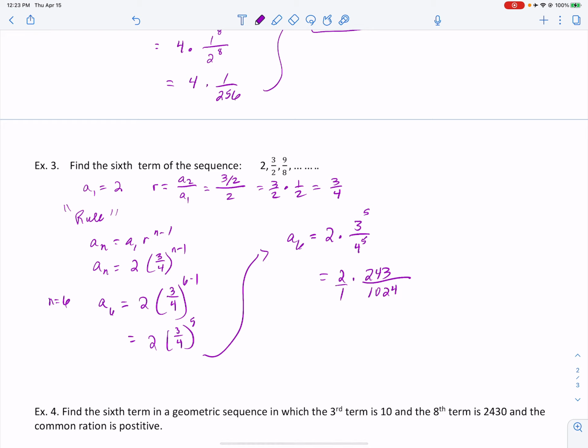And so now you can simplify. 2 goes into 2 once and goes into 1024 512 times, and this becomes 243 over 512. And that is the exact value of a sub 6, and it is simplified.